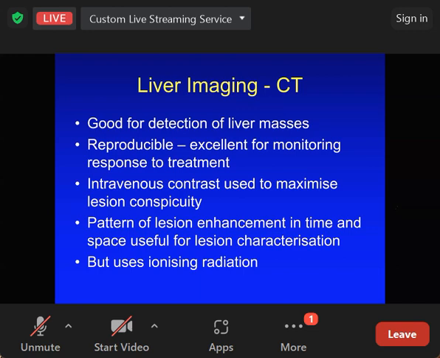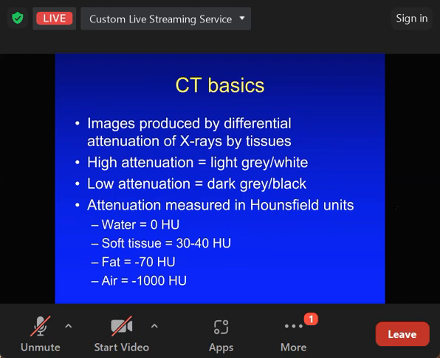Disadvantage, of course, is that liver CT or any CT is using ionizing radiation, and there's a risk of inducing a second malignancy, although this is becoming less of a risk now because various modern advances in CT have reduced the dose considerably. So this is now a chance for me to just talk very quickly about CT basics for those of you who don't know too much about CT.